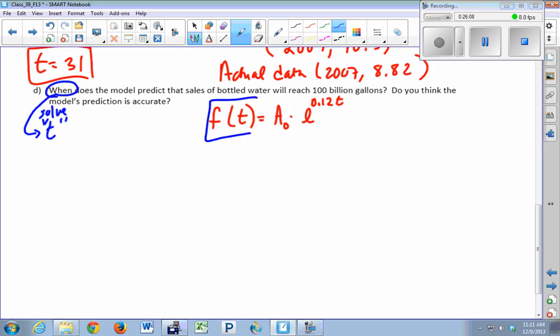Right here. When will that value be 100 billion gallons? So you put 100 in. A sub naught hasn't changed. It's still 0.25 e to the 0.12 t. So, no, t is not 100. T is what we're trying to solve for. We're trying to figure out how many years. 100 represents the amount of bottled water.